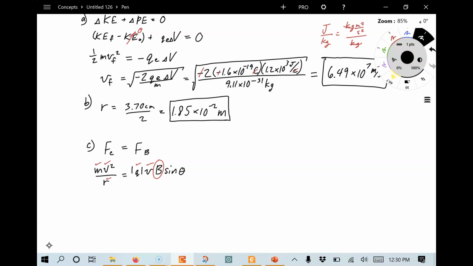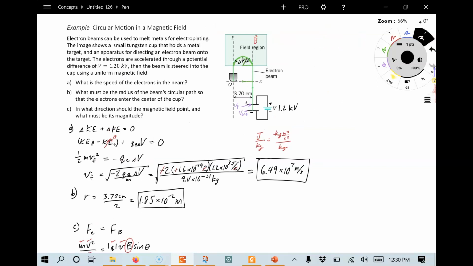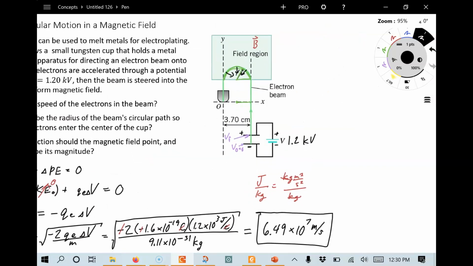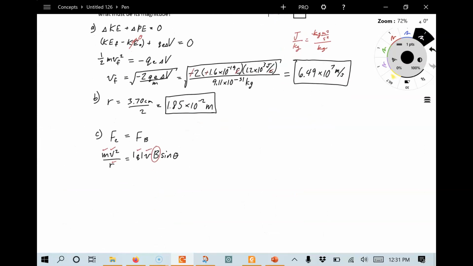Let's just go back and look real quick. What's the angle going to be? Well, it's going to be 90 degrees. Which means that we can make the magnetic field either come out of the page, point straight up, or point straight down, and that's the way it's going to produce the direction that we want. But let's go ahead and calculate this first.